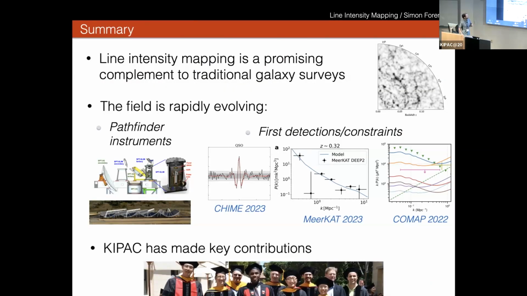And so that's everything I wanted to say. The take-home message I would like to communicate is that line intensity mapping is a new, promising complement to traditional galaxy surveys, and the field is evolving very rapidly. There are new experiments being developed and coming online all the time. And there are new first detections or first constraints happening all the time, some of which are also very interesting, but I didn't have time to talk about in detail.